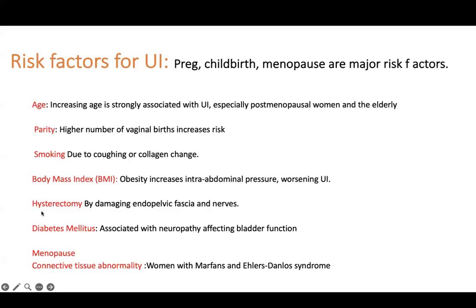Okay. So I'm sorry for the interruption due to network issues. So we were in the risk factors of urinary incontinence.